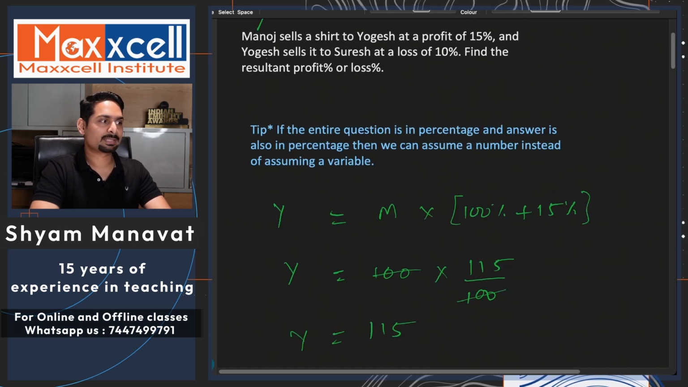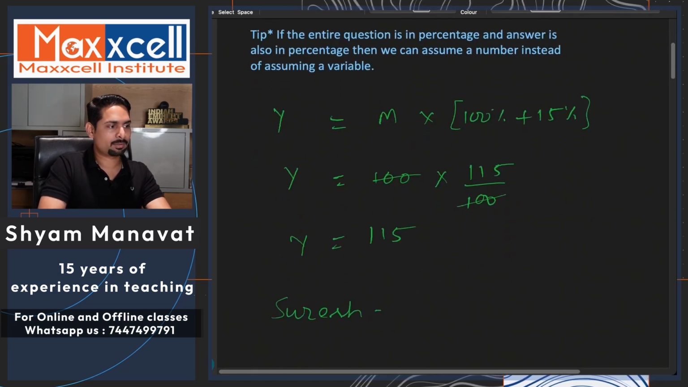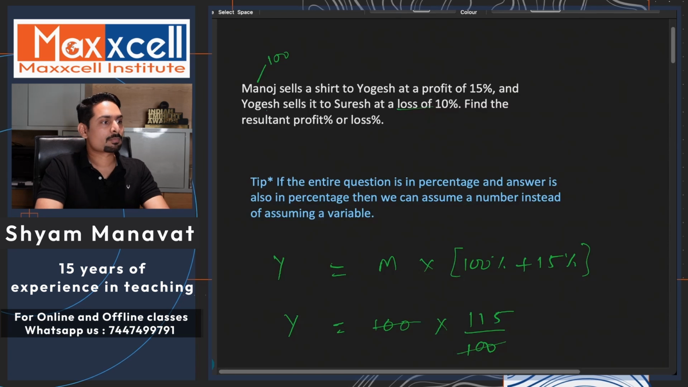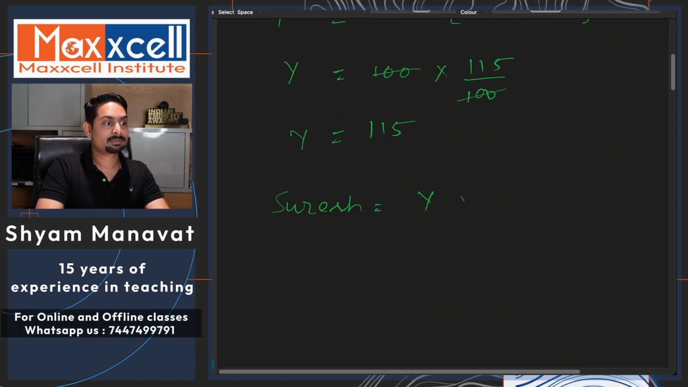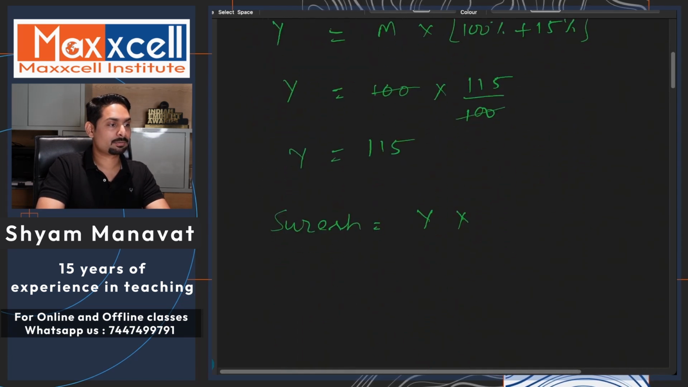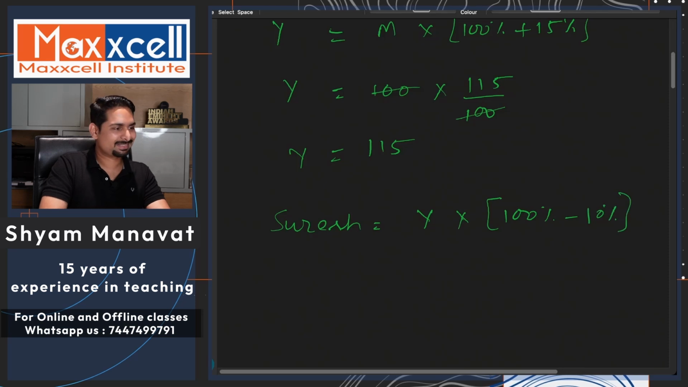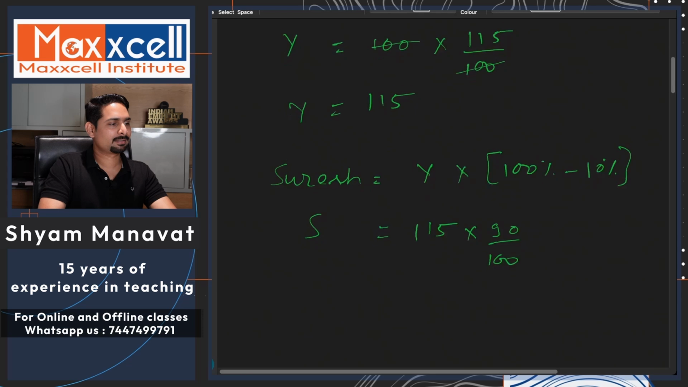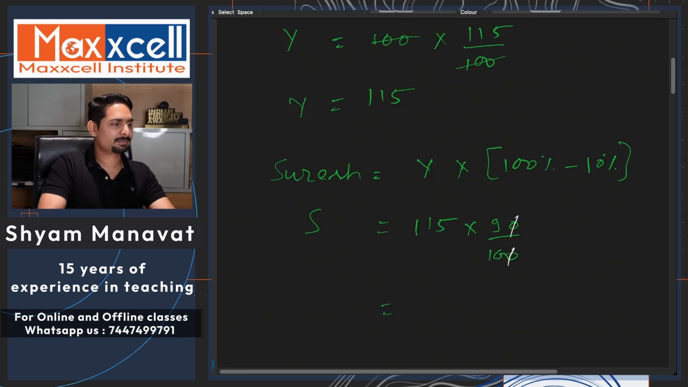Yogesh sells it to Suresh at a loss of 10%. So now for Suresh, the shirt will cost less, because loss means less. So to Suresh, it will cost less than it cost Yogesh. By how much? 10%, because there is a 10% loss. So we know if the loss percentage is given, then we do 100 minus 10. You all remember the formulas, right? So to Suresh, it will cost Yogesh's price, which is 115 into 90%.